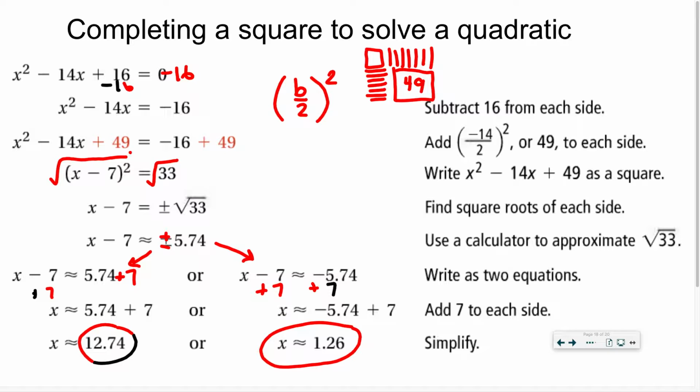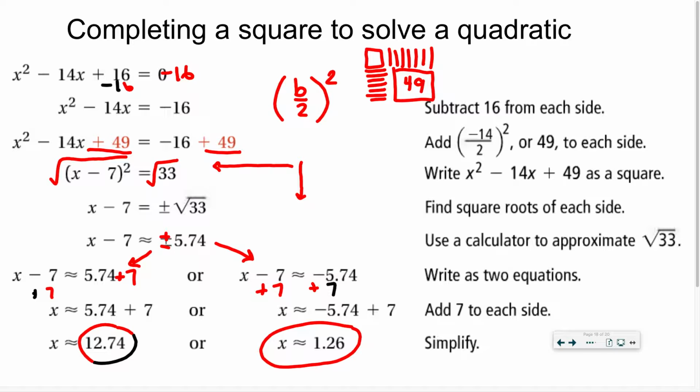Most important thing: if I add 49 here to complete the square, I would have to add it to this side as well. Whatever I do to one side of an equation, I should do to the other. From this point and beyond, you're solving for x. Inverse operations: if it's being squared, you square root. If you're adding, you subtract. If you're multiplying, you divide. We're going to go through an example together so that you can see this in action.